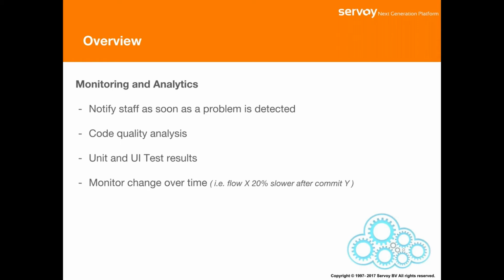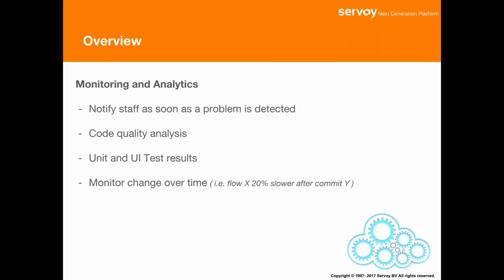The output of all of this is that we get some monitoring and we get some analysis. Again, staff can be notified when there's a problem, but we can see code quality analysis, the result of tests. You saw some of the output from the UI tests. I'll show you a bit more of that in a minute.